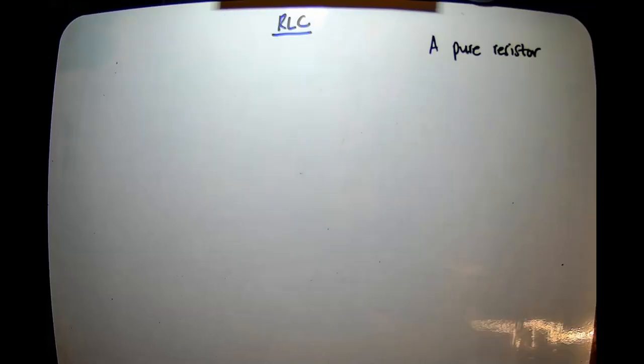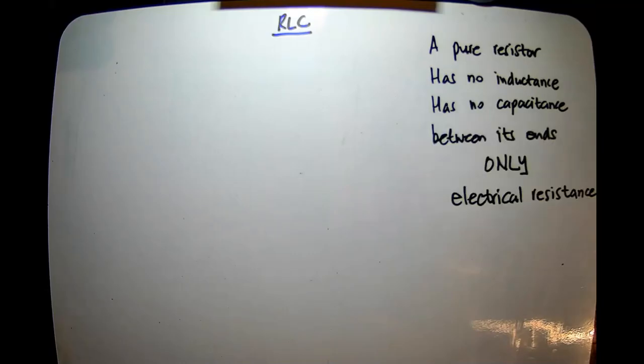So we're going to look at a pure resistor. A pure resistor has no inductance and no capacitance between its ends, only electrical resistance. When it is connected to an AC supply, the current which flows will always be directly proportional to the applied voltage and inversely proportional to the resistance.